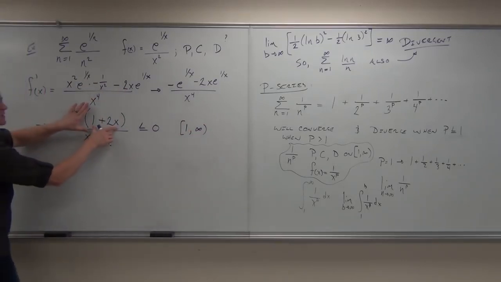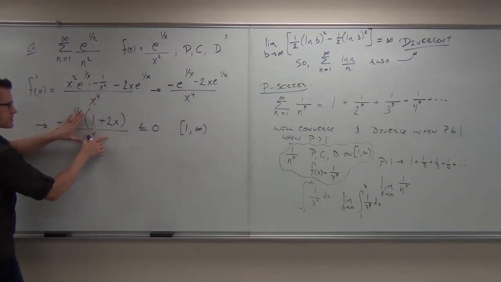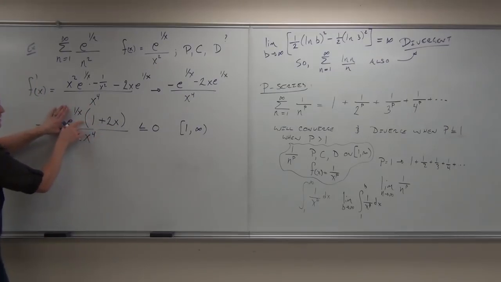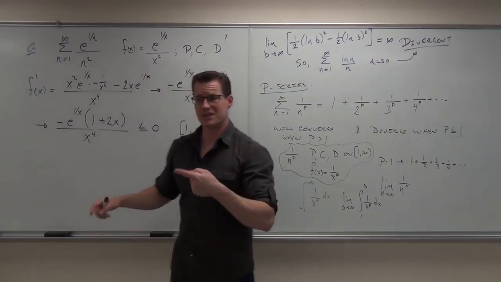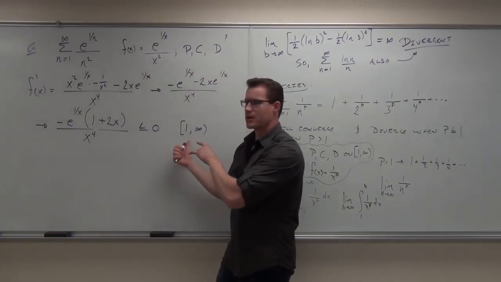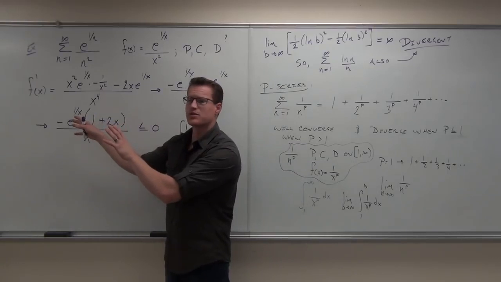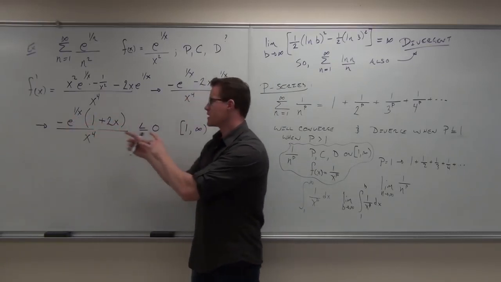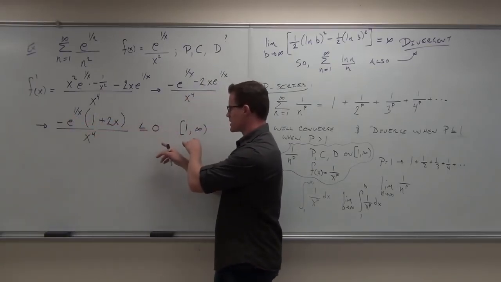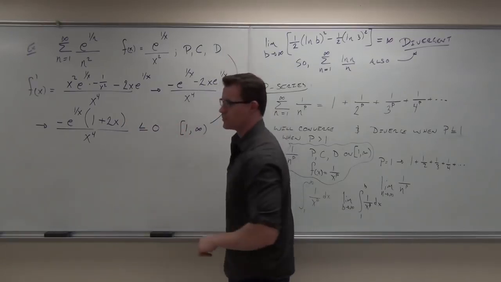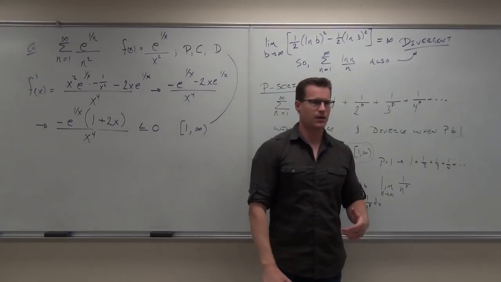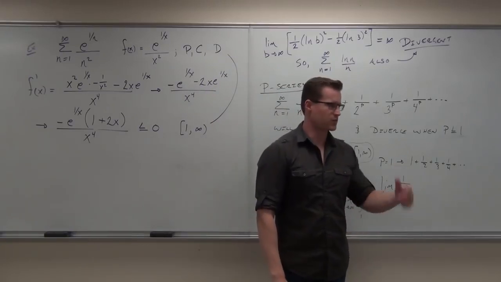This is positive for x equals 1 to infinity. This is positive for x equals 1 to infinity. This is positive for x equals 1 to infinity. Therefore, this whole thing is negative when x equals 1 to infinity. Because my first derivative is negative on this interval, and my first derivative represents increasing or decreasing, it shows that it is decreasing on this interval. That's the idea. That's the hard part. The rest of it's pretty easy.